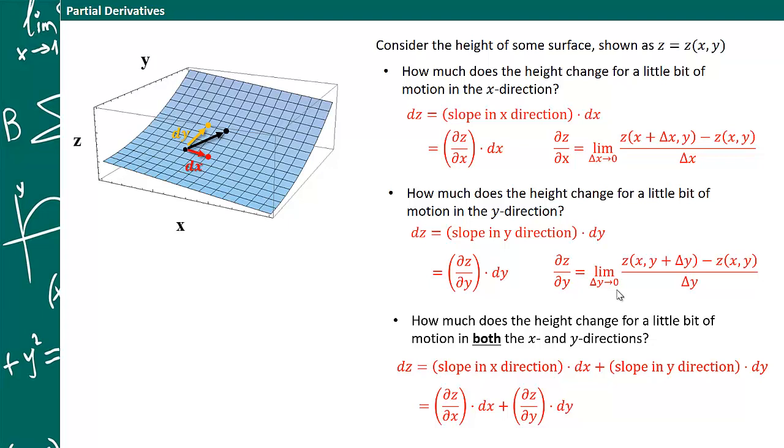This generalizes easily to multiple dimensions. If I have a function that is a function of 3 variables or 4 variables, then if I want to consider how a little bit of change happens, then I can just add in the partial derivative terms as needed.